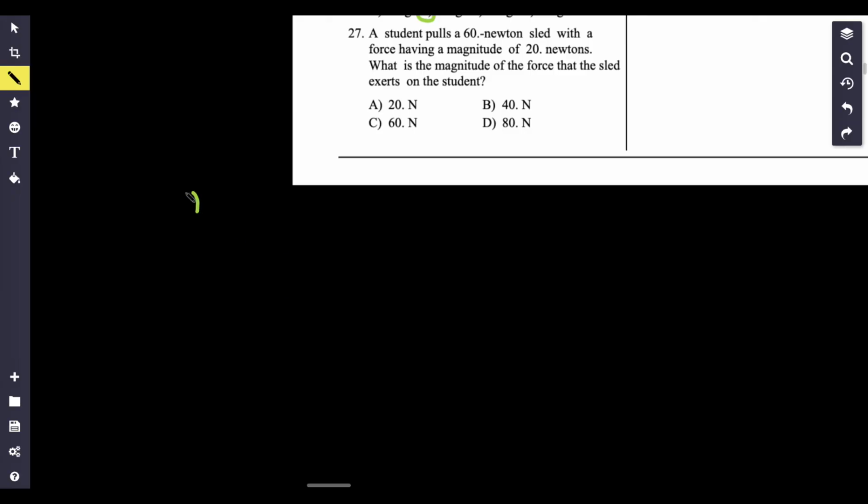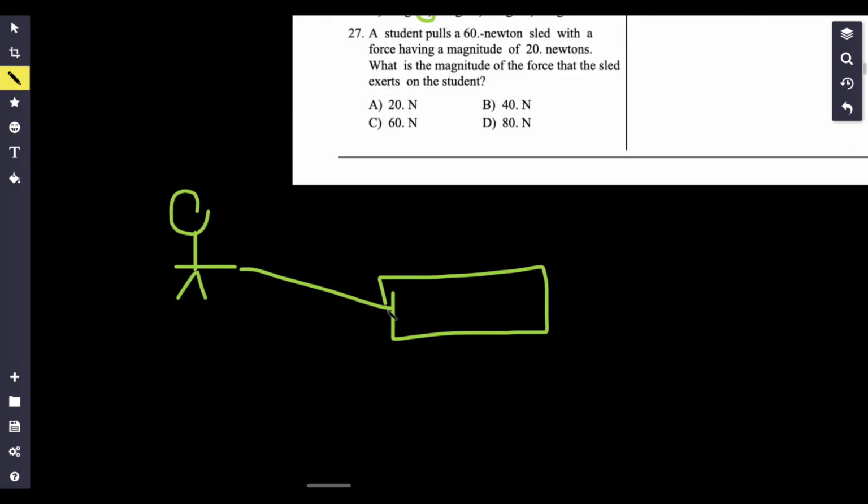So let's say you're the student and you're going to be pulling on this sled, right? That's 20 newtons. As you pull on this sled with a force of 20 newtons, the sled is also going to be pulling back on you with a force of 20 newtons. So the answer choice here is actually going to be A, believe it or not.